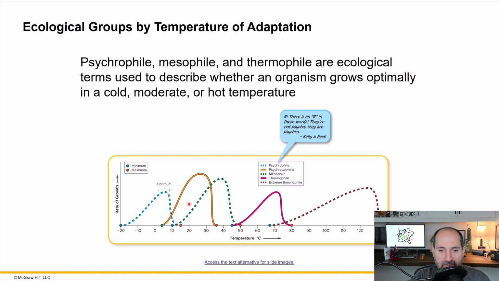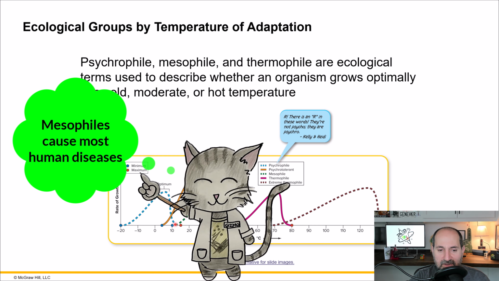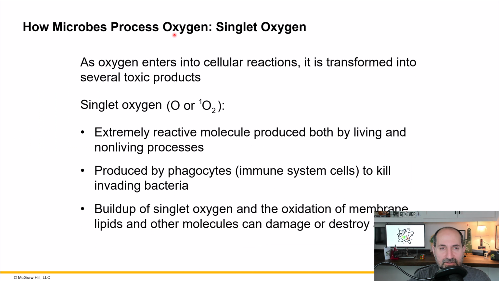So if I were to ask you on the exam, which temperature type do you think causes the most human disorders? Which one would you think that is? And if you guessed mesophiles, that makes sense. Bacteria that grow best at the body temperature are the most likely to cause human diseases. Remember, oxygen is quite toxic to bacterium.